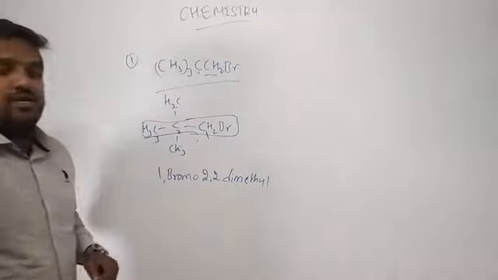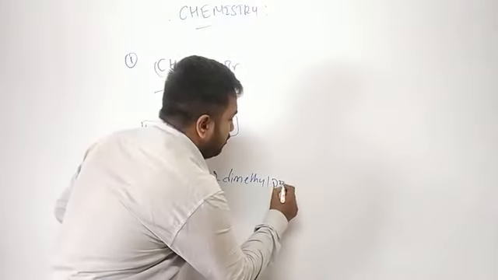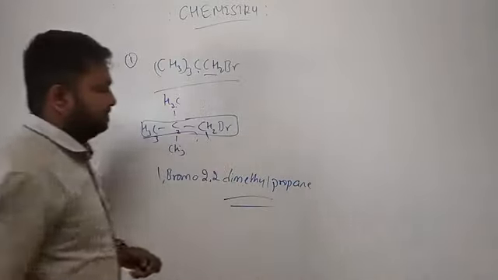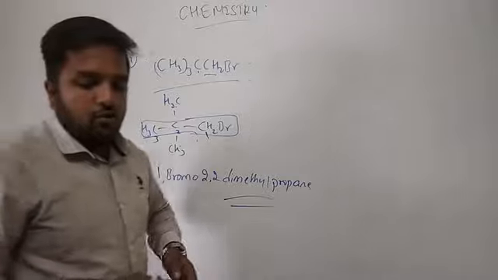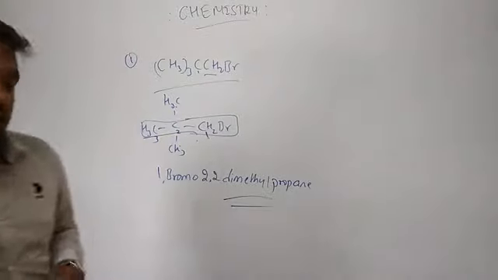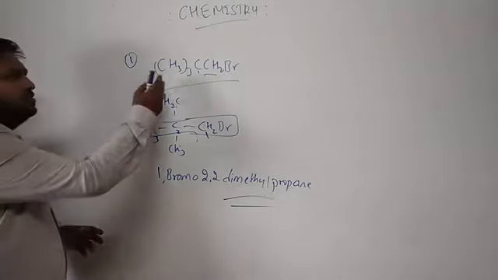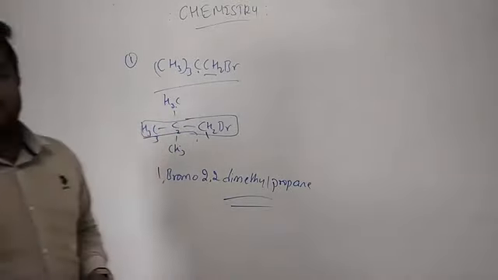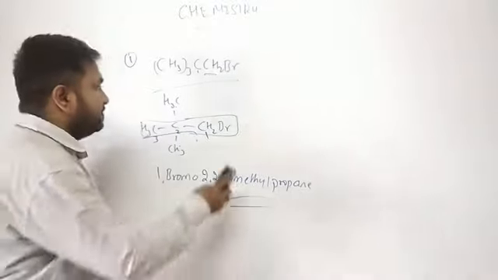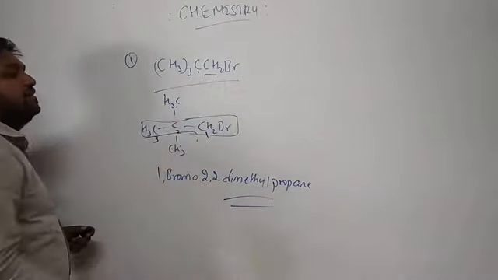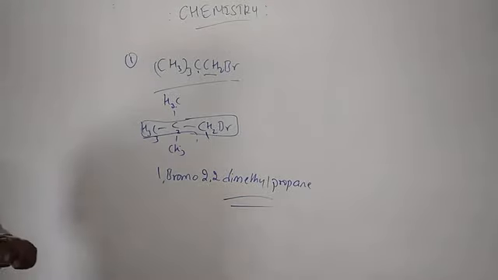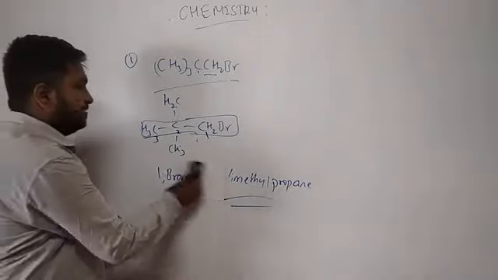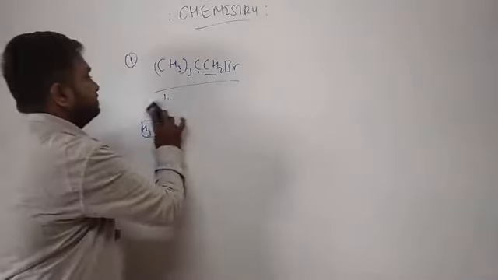How many carbon atoms? 3. It is prop- with single bonds, so it is propane. It is 1-bromo-2,2-dimethylpropane. Got it right? So it is very important to note all the bonds which are present. By knowing the bonds present and the halogen and the methyl groups attached to the particular carbon, if you identify that, writing the IUPAC name will be very easy. So let's take one more example.